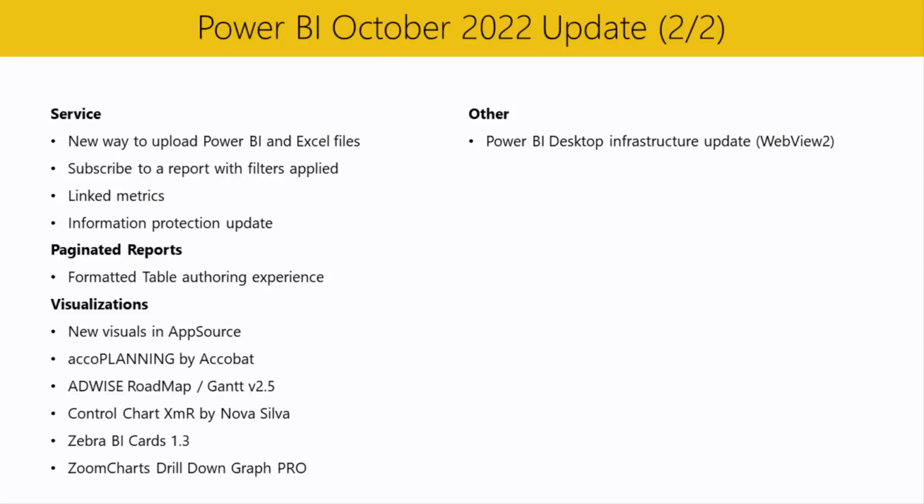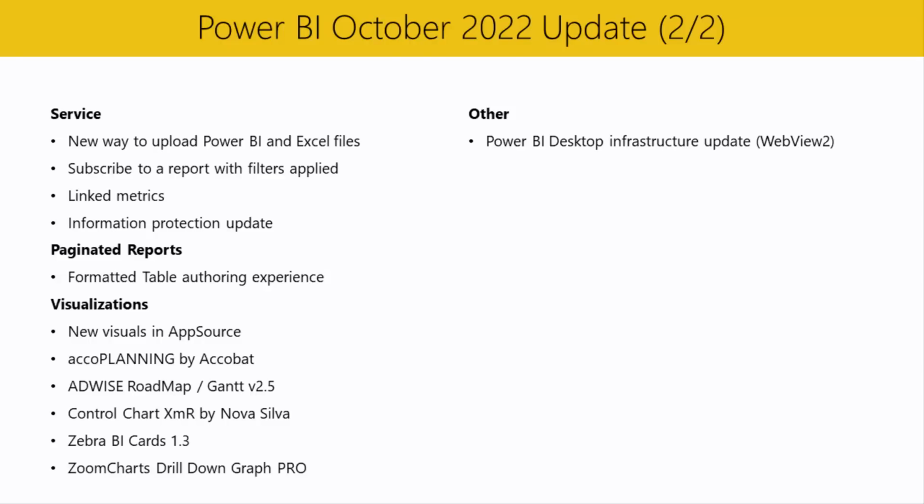Updated this month are the ACO planning visual by Acrobat, the AdWise roadmap Gantt version 2.5 visual by AdWise, the chart control XMR by Nova Silva, the Zebra BI Cards Visual version 1.3 by Zebra BI, and the Zoom Charts Drill Down Graph Pro visual by Zoom Charts. You can find and download all of these visuals and more on AppSource.